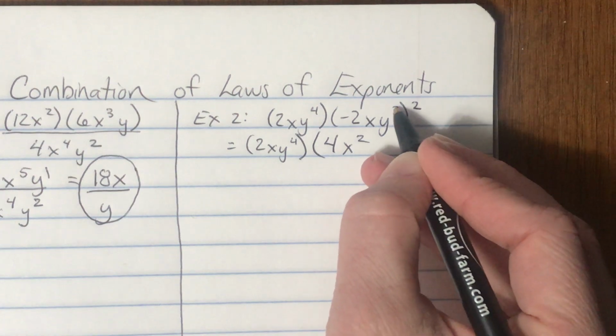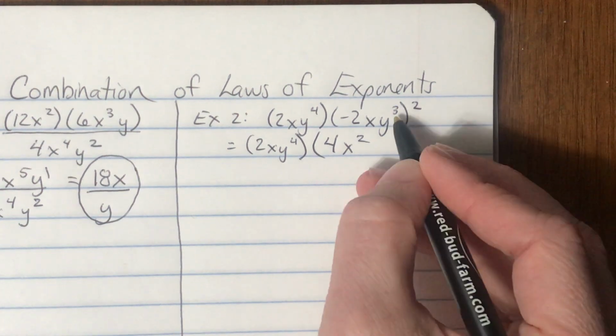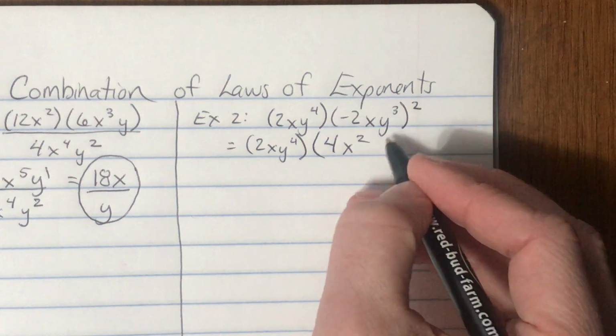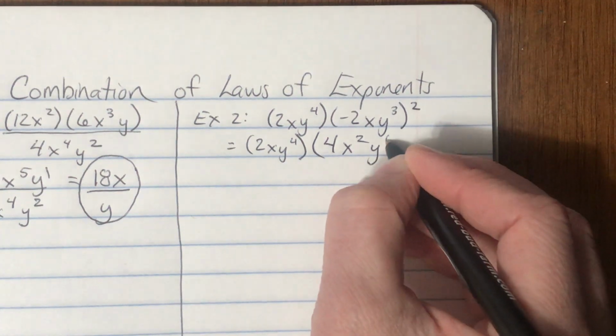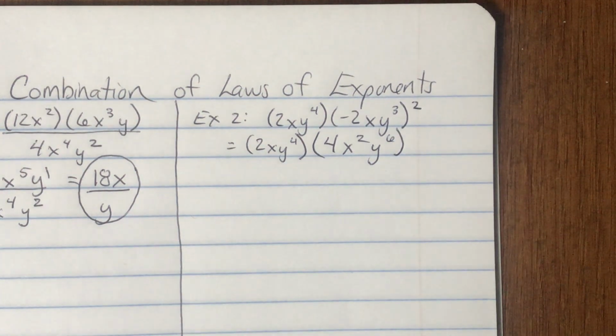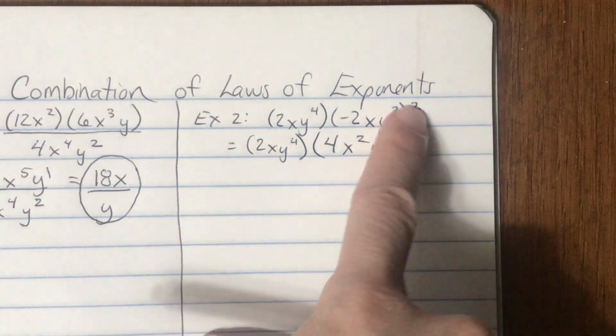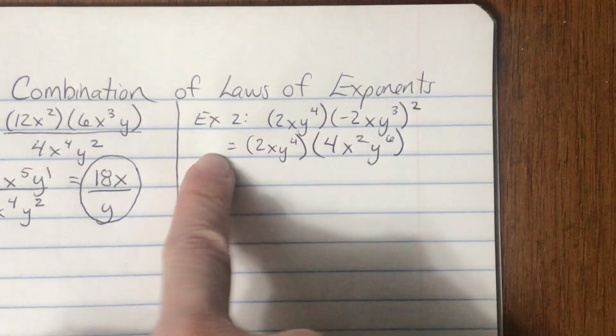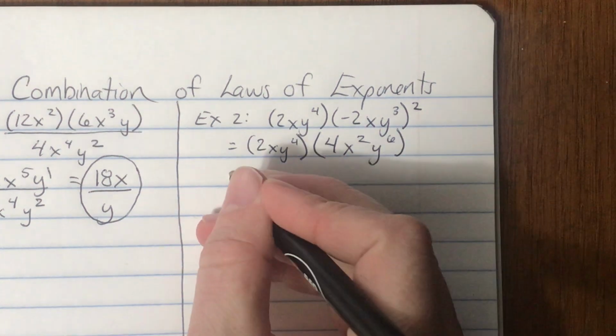But remember, when we raise a power to a power, what do we do with our exponents? We multiply them. So 3 times 2 gives me 6. And so that's going to be y to the sixth. Now, there's one thing left to do here. We've applied the exponent, but now we're ready to multiply or divide. And we do have one more multiplication step here.